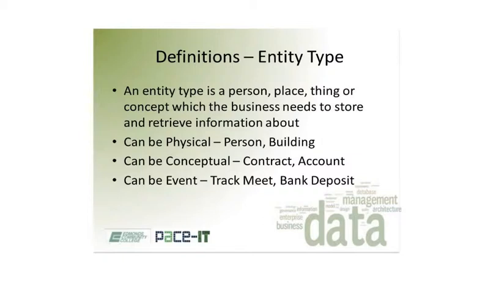It can be a physical thing like a person or a building. Could be a conceptual thing, contract, account. Sometimes organizational structures are also thought of as conceptual things. Can be an event, something that occurs in time, a sporting event. Could be a bank deposit, but those are also valid types of entities. So physical, conceptual, or time-based event, all valid types of entities, categorizations of entity types.